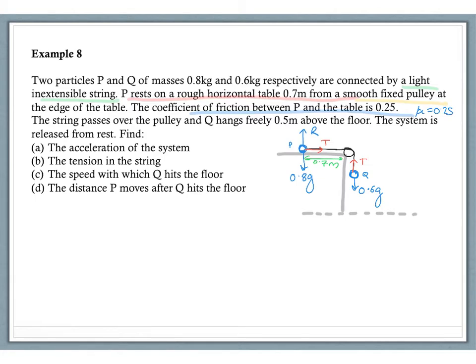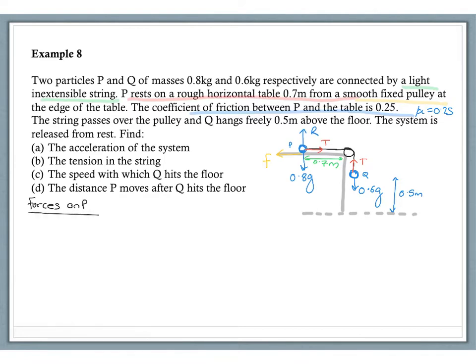Because P is moving towards the right, the frictional force must oppose the direction of this movement and be in this direction here. Q hangs freely 0.5 meters above the floor, so Q is this distance above the floor. And this is the diagram that we're going to make use of. So there are lots of different ways of dealing with questions involving connected particles. This is the way that I am going to do it. I'm going to consider the forces acting on P first of all.